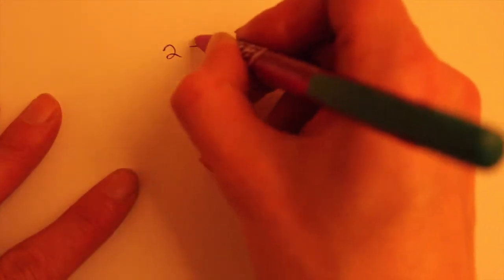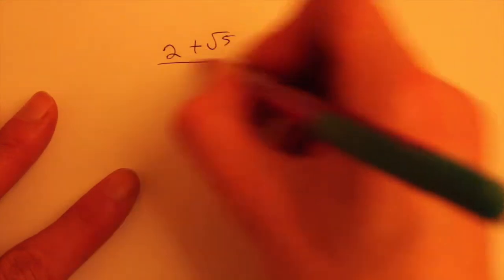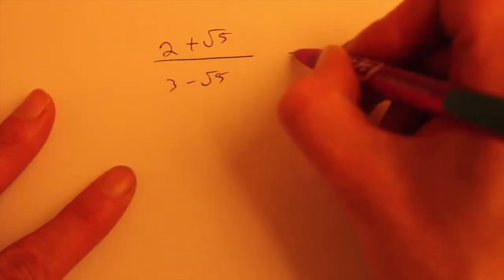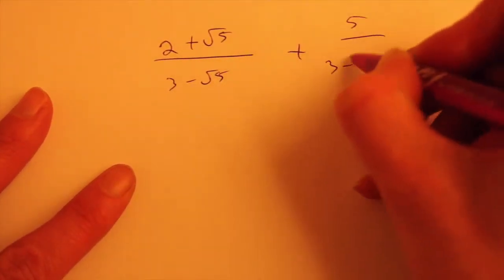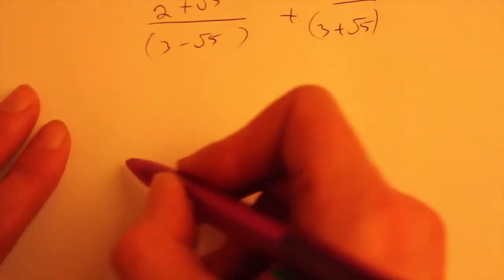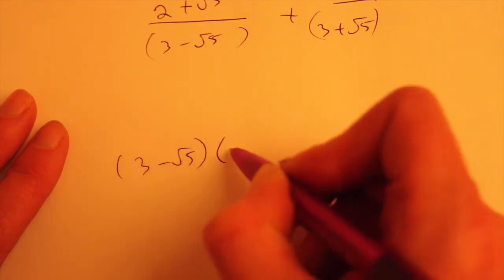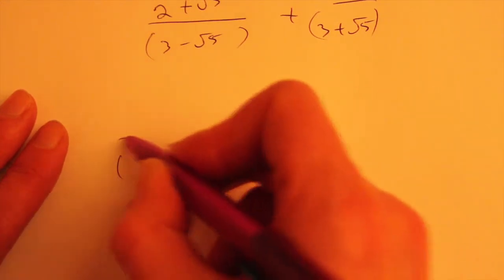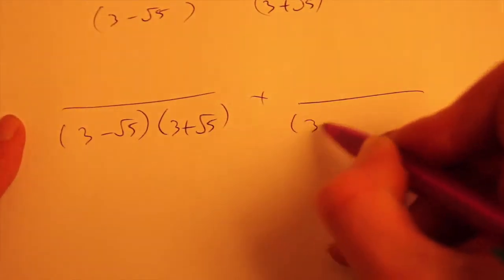June 2011, question 3b. It was a mixture of fractions and surds in this one. Now, when you're adding fractions, the bottom needs to be the same. So we'll need to make both of those bottoms the same. 3 minus root 5, 3 plus root 5 will be the bottom line of each of the fractions.